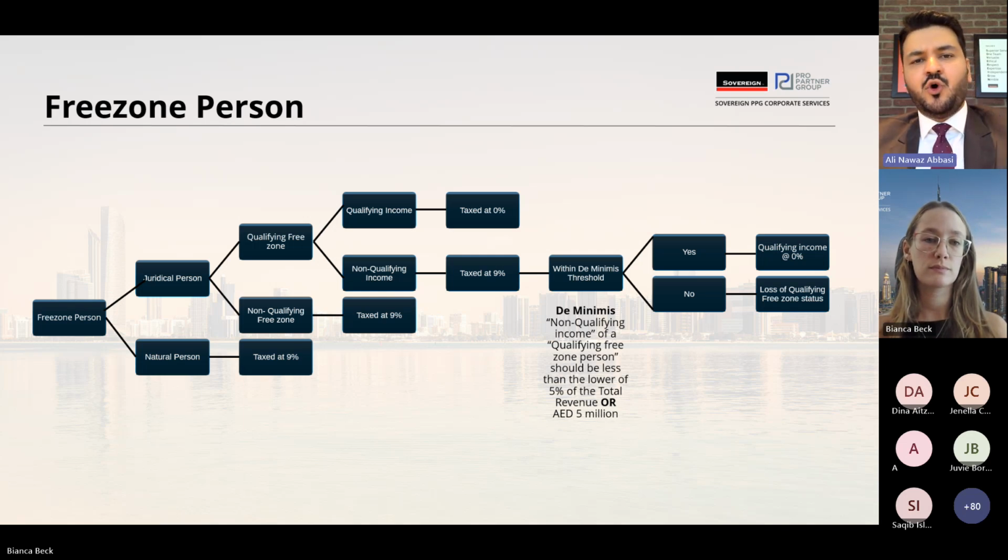Here, it is important to mention that a foreign entity which is effectively managed from the UAE cannot be a qualifying free zone person, even if it is managed from a free zone. Next slide, please.